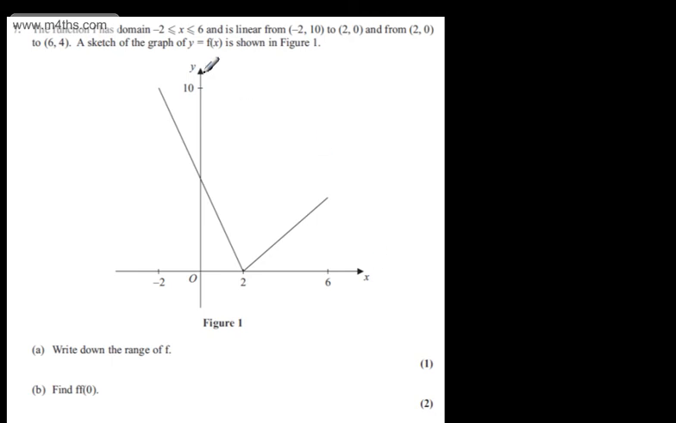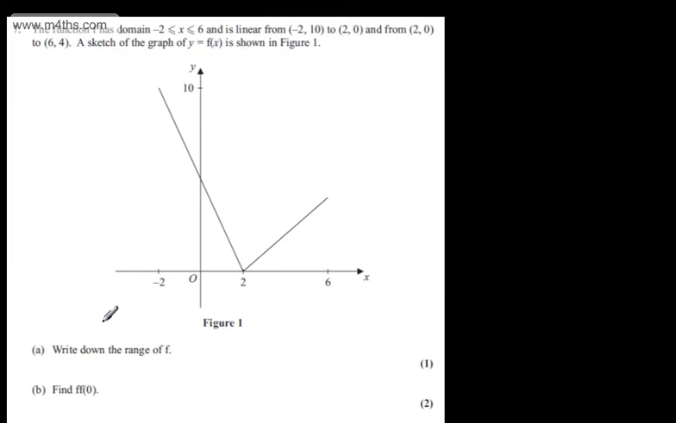This is question number 7. We're told the function f has domain where x is equal to or greater than -2, yet in turn equal to or less than 6, and is linear from (-2, 10) to (2, 0), and from (2, 0) to (6, 4). A sketch of the graph of y equals f(x) is shown in figure 1.